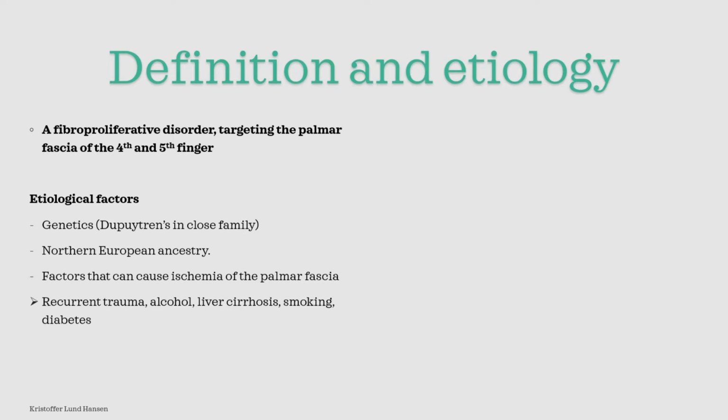Number 1, genetics, as 2 out of 3 people with the disease have some genetic predisposition towards the disease. Number 2, Northern Europeans and people with Nordic ancestry have a generally higher chance of getting the disease. Number 3, and factors that are actually possible to do something with, are those that can cause ischemic injuries to the palmar fascia. To name the most important causes for this, recurrent trauma to the area, which is especially seen in manual laborers, alcohol abuse, smoking, diabetes, and liver cirrhosis is important to know.